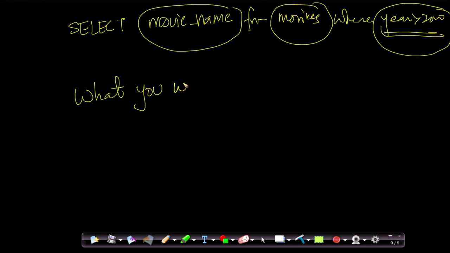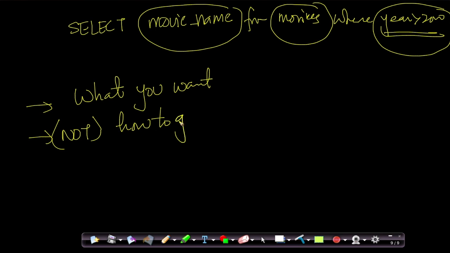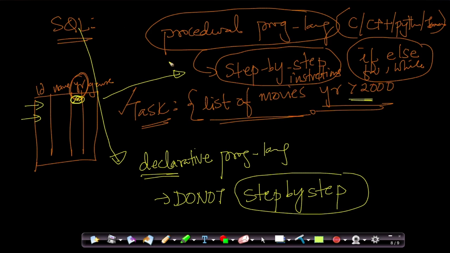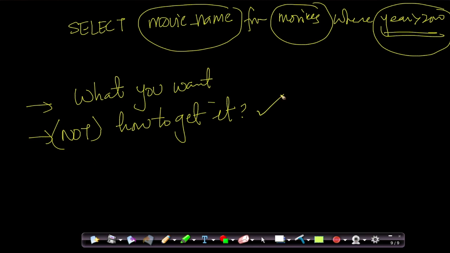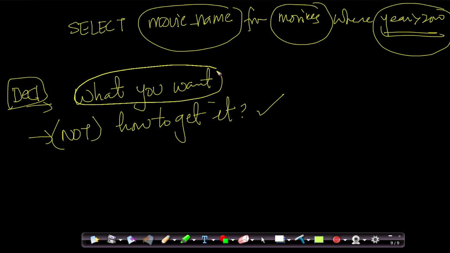You're declaring what you want, not how to get it. You're not telling how to get it. That's what a procedural programming language does. It gives you step-by-step instructions on how to solve your task or how to get this information. In a declarative programming language, you say what you want. How to get it is someone else's problem. Okay, we'll see whose problem it is in a while.